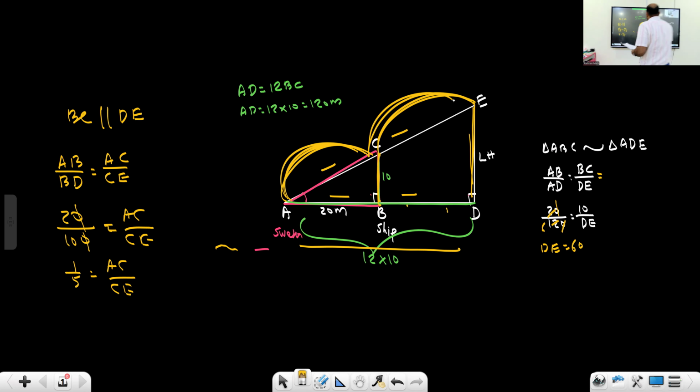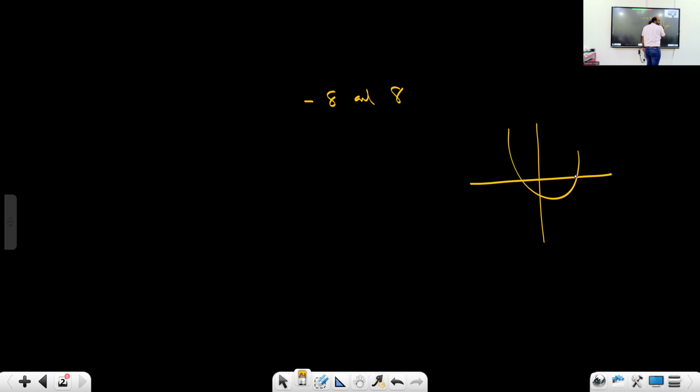Find the zeros of the polynomial from the graph. Zeros of the polynomial means where the x-axis is crossing. Tell me, this parabola is crossing the x-axis at where? -8 and 8. So write down, zeros are -8 and 8. See, how we are finding zeros from the graph? How many times it is crossing the x-axis, that's what we are considering. Zeros are -8 and 8.